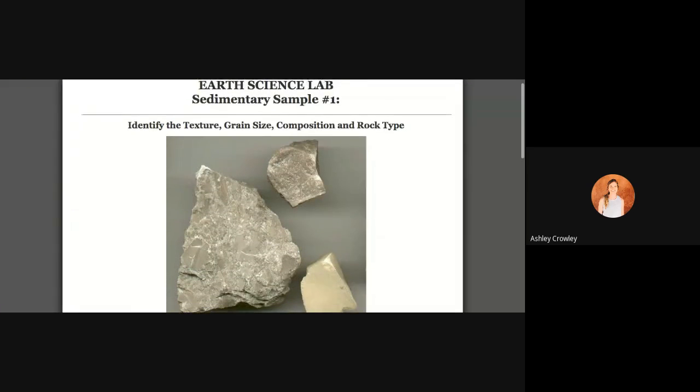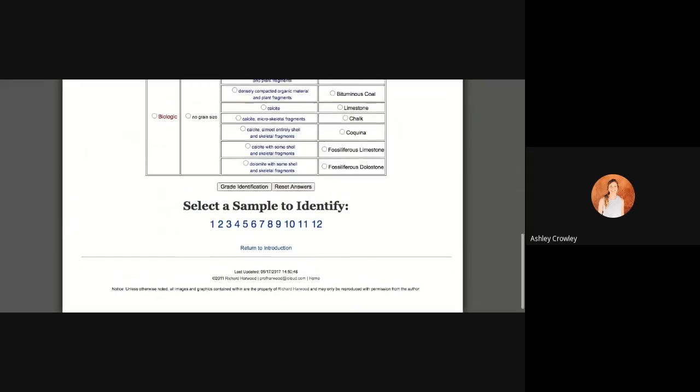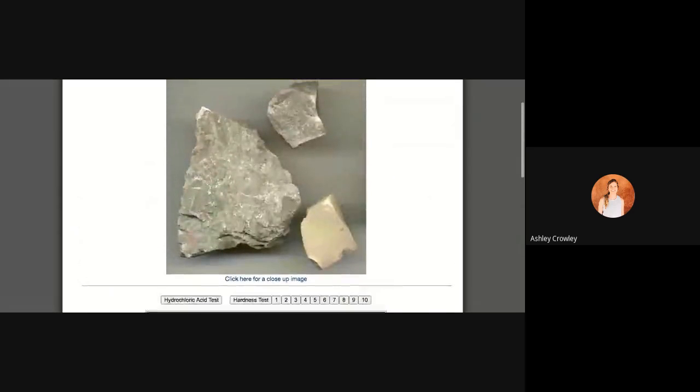So for your assignment today, you are going to be coming to this website and you are going to label 9 of these. There's 12 of them to do, and you are going to label 9 of them. So let's pick one to do.